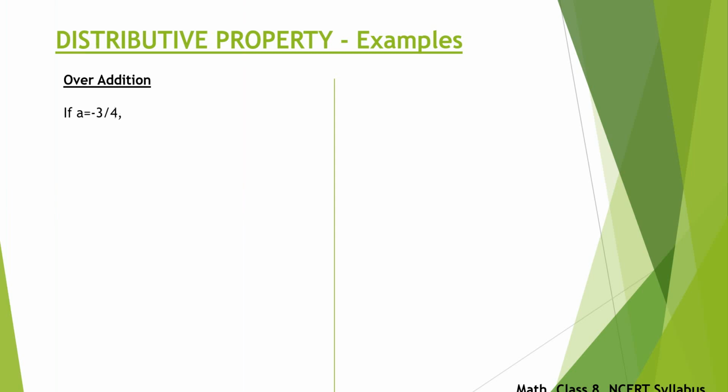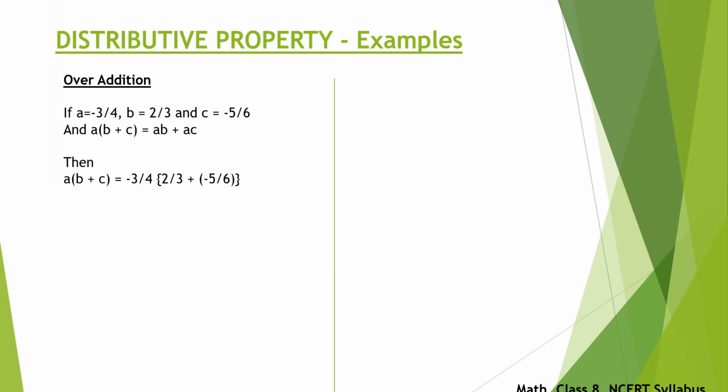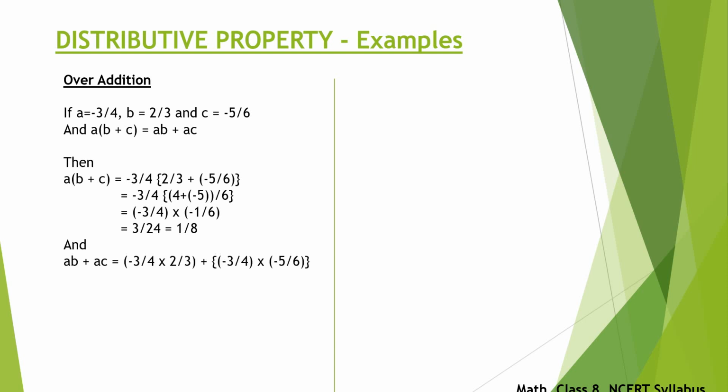Over addition, if we look at it, if the three numbers are a equals minus 3 by 4, b equals 2 by 3, and c equals minus 5 by 6, and a into b plus c is equal to ab plus ac, then a into b plus c will give us 1 by 8. And if we do it as ab plus ac, we are adding the products together, then again the result is 1 by 8. So that means a into b plus c is equal to ab plus ac.